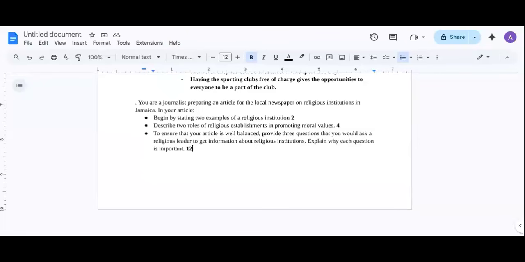In conclusion, religious institutions like churches and mosques play an important role in Jamaica by teaching good values and guiding people's behavior. They also help to build strong communities. By asking the right questions, we can better understand how they work and why they are still important in today's society.